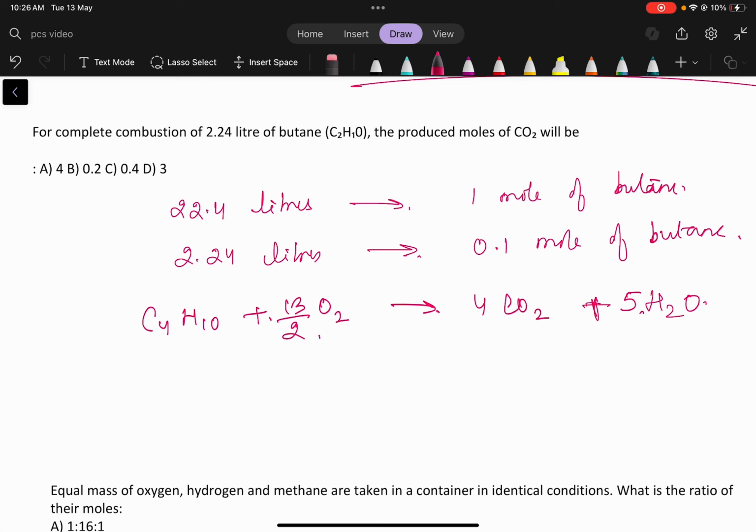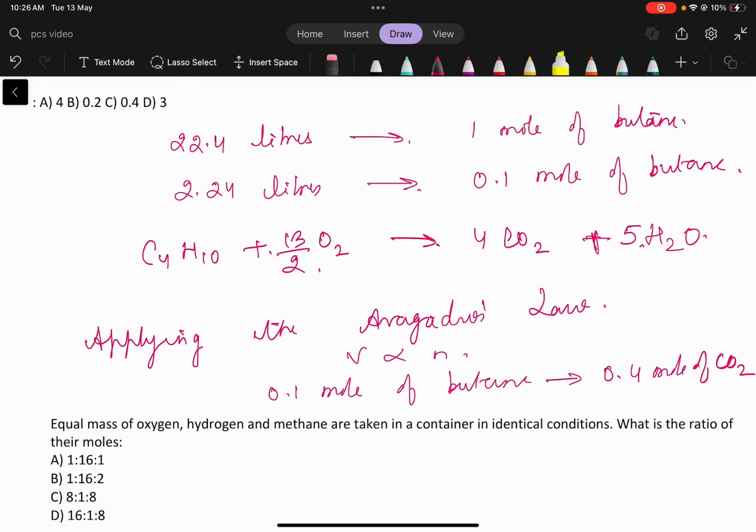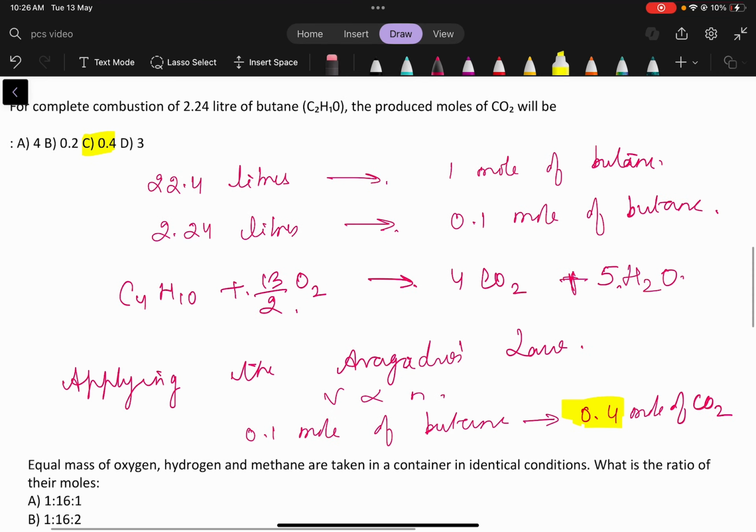So, applying Avogadro's law, wherein volume is directly proportional to the number of moles, we get 0.1 mole of butane will give 0.4 mole of carbon dioxide. So 0.4 is the correct answer. I hope you understood the question.